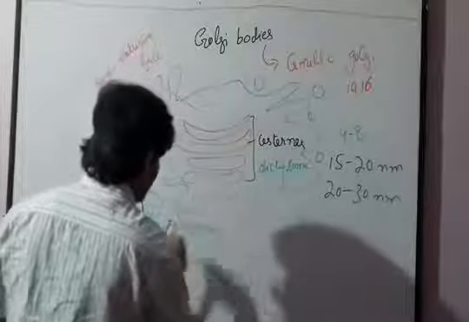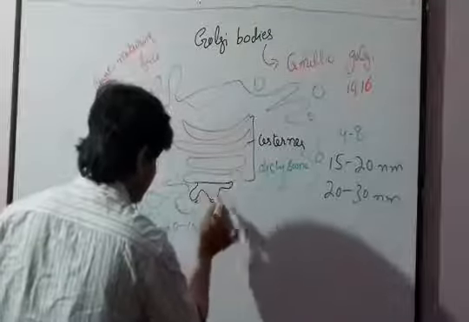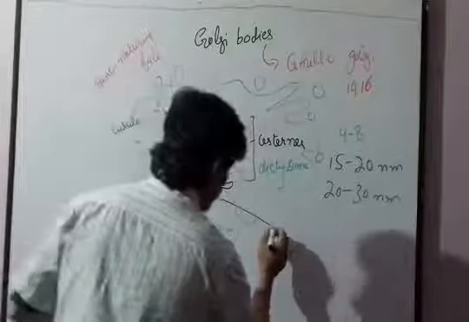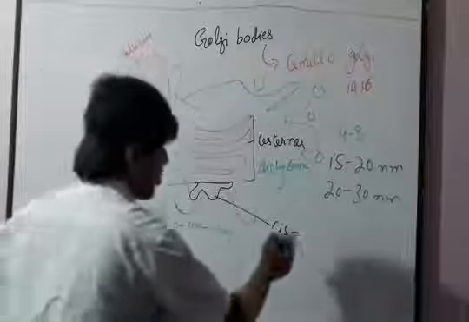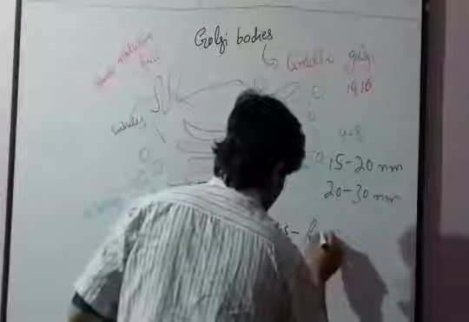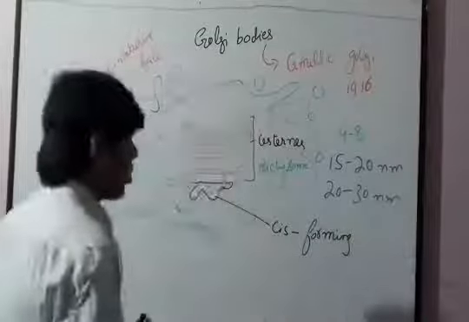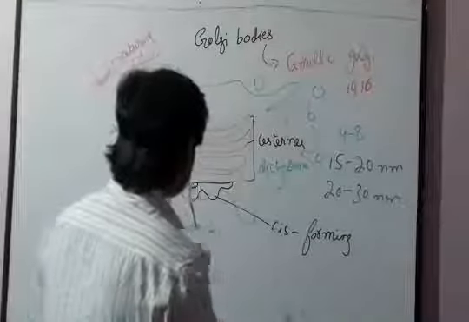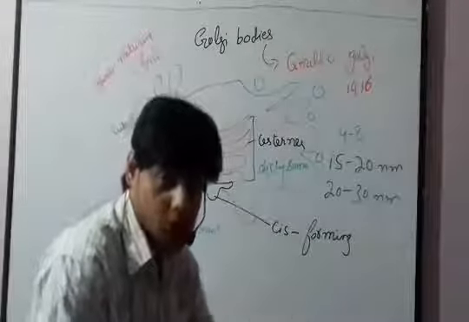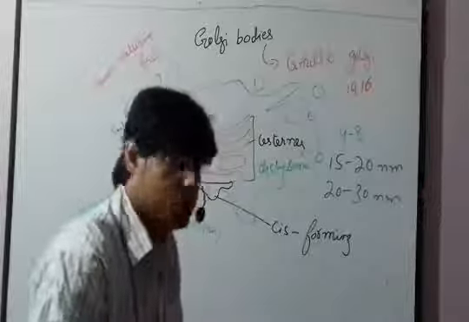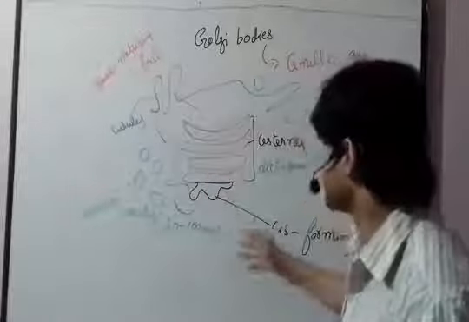So let me draw with the black marker. So this is the other face. We call it the cis or forming face. Now this cis or forming face is actually associated with the endoplasmic reticulum, if you remember the endoplasmic reticulum. So that's all about the structure of the Golgi bodies.